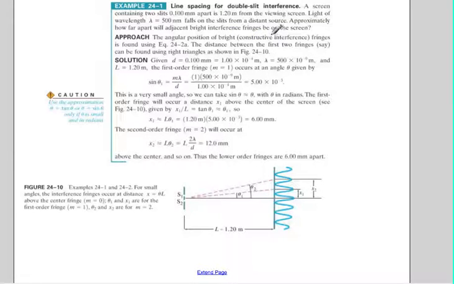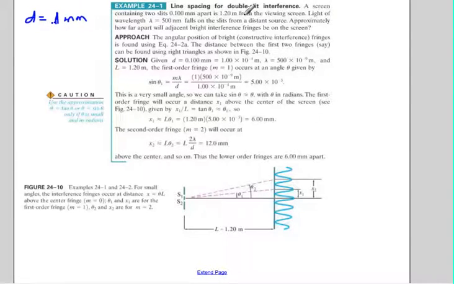Anyway, let's see. This one says a screen containing 2 slits is 0.1 millimeters apart, so that's like d. So let's write down our givens. I really don't like the way the book shoves so much information in these examples. That's why I do most of them for you. So let's practice reading this.